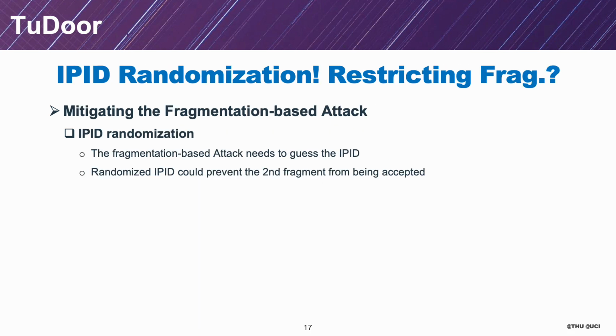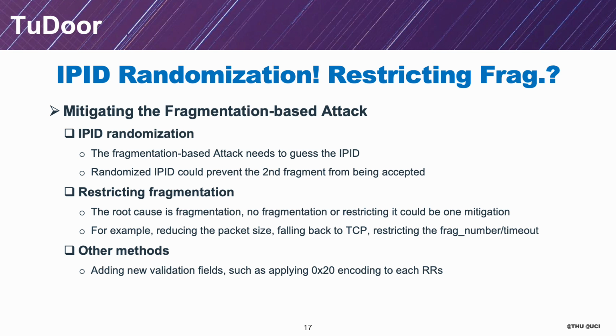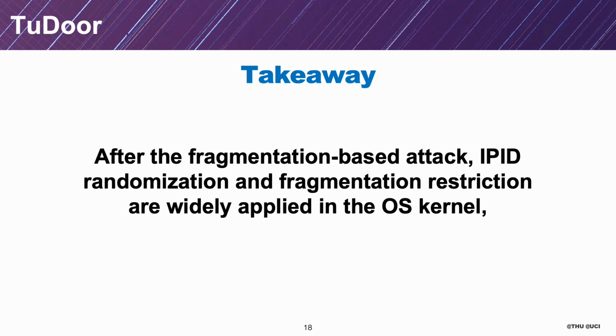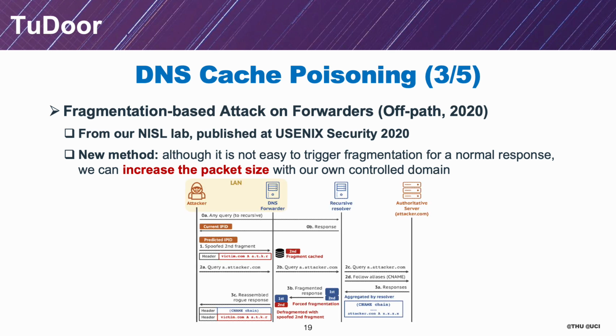To mitigate the fragmentation-based attack, IPID randomization is added to increase the identification field guessing entropy. Besides, restricting fragmentation, such as reducing the packet size or switching to TCP, and adding new validation fields also work. Then after the fragmentation-based attack, IPID randomization is widely adopted, and it is difficult to conduct. However, our lab found that by increasing the packet size with a CNAME chain, the fragmentation-based attack could still work.